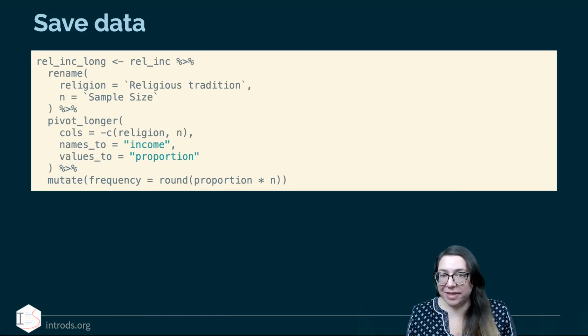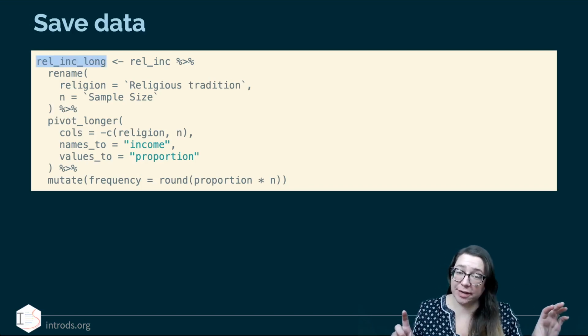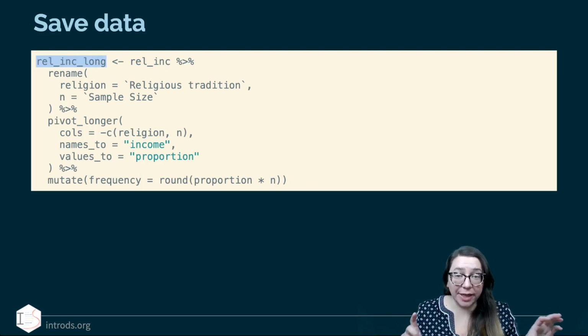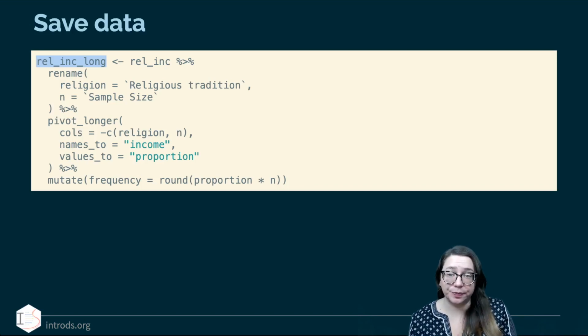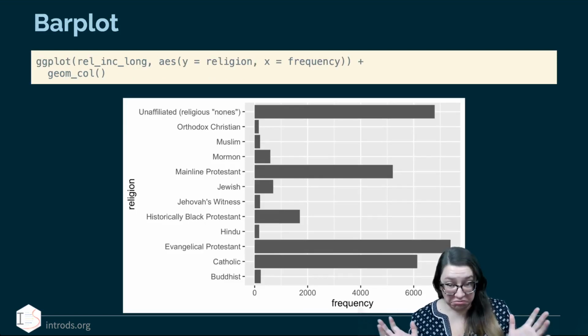Now that I have a data set that I'm happy with so far, I'm going to save it. And I'm going to save it as rel inc long. The first data frame I had to begin with was rel inc. That was the wider data frame. So now I've pivoted this to be longer, and I've added this new column that I'm going to use for my visualization. All right, let's make a bar plot.